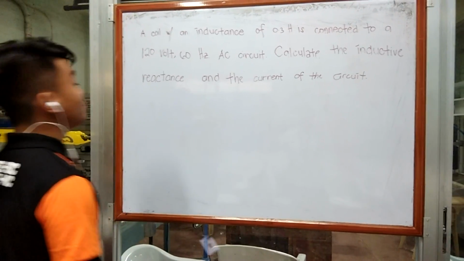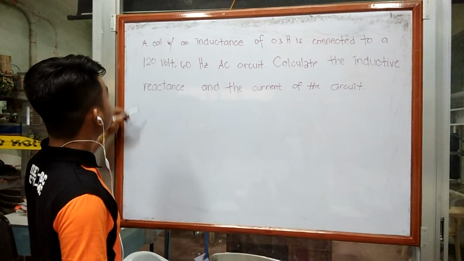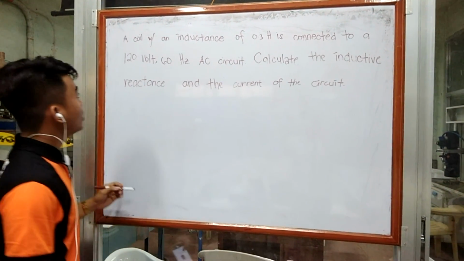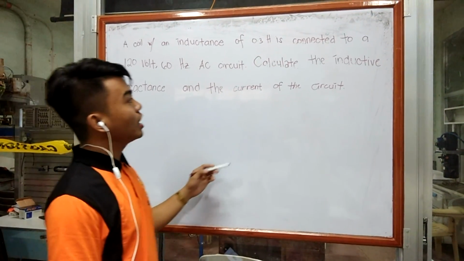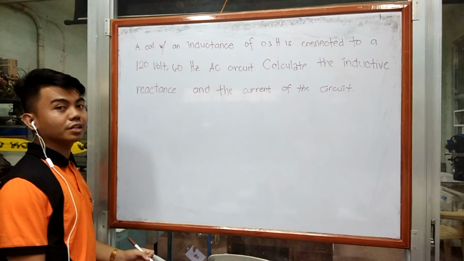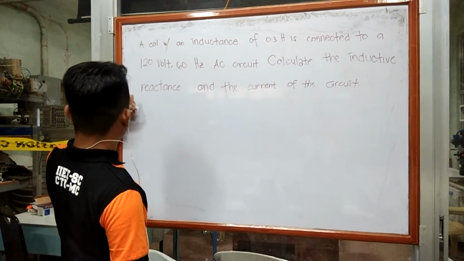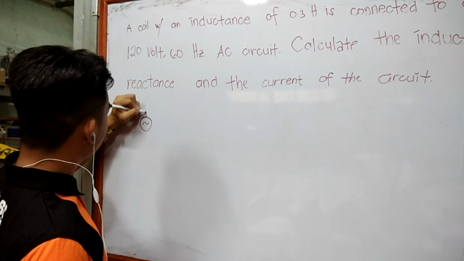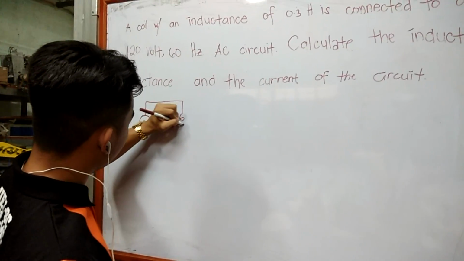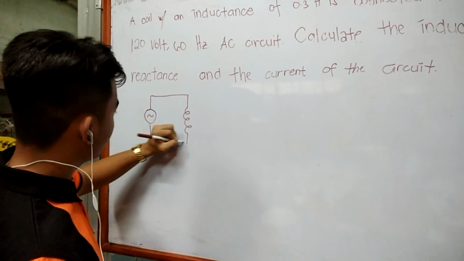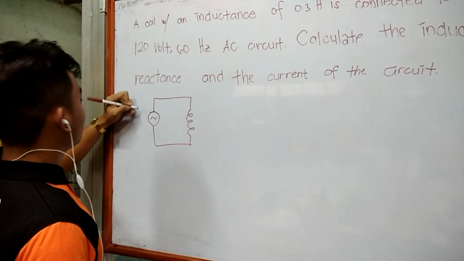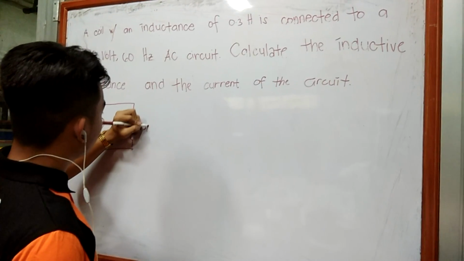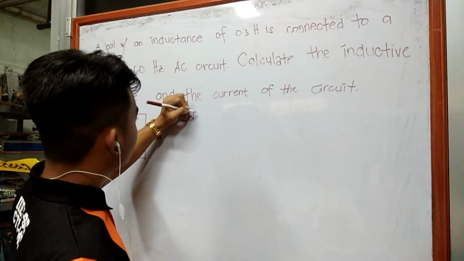Now let's answer this example of inductive reactance. A coil with an inductance of 0.3 henry is connected to a 120 volt, 60 Hz AC circuit. Calculate the inductive reactance and the current of the circuit. First, we need to draw the diagram: 120 volts, 60 hertz, and 0.3 henry. Solution.